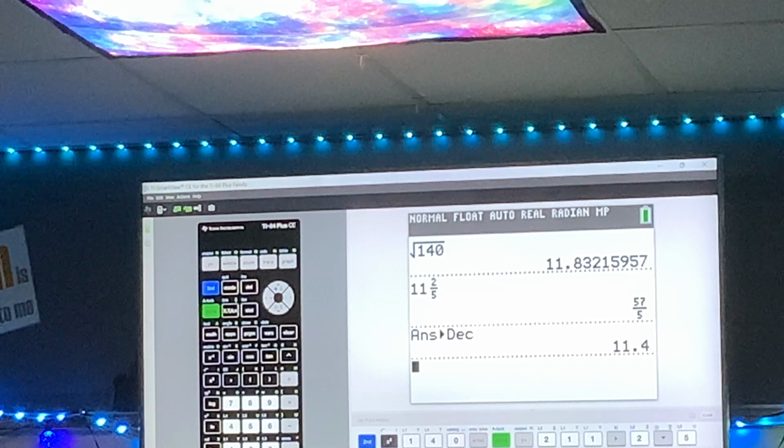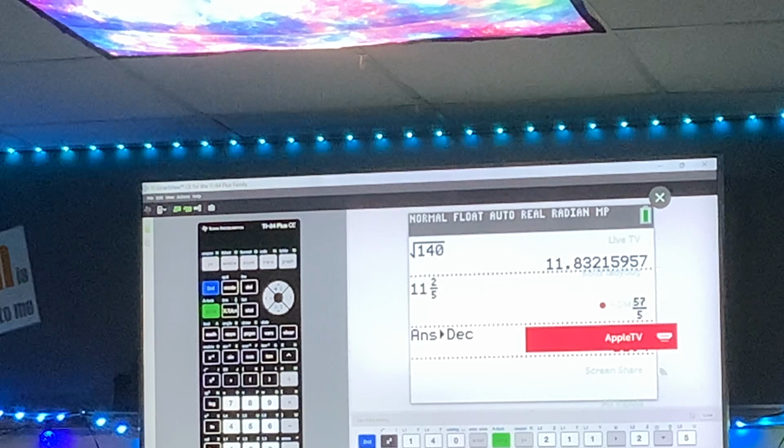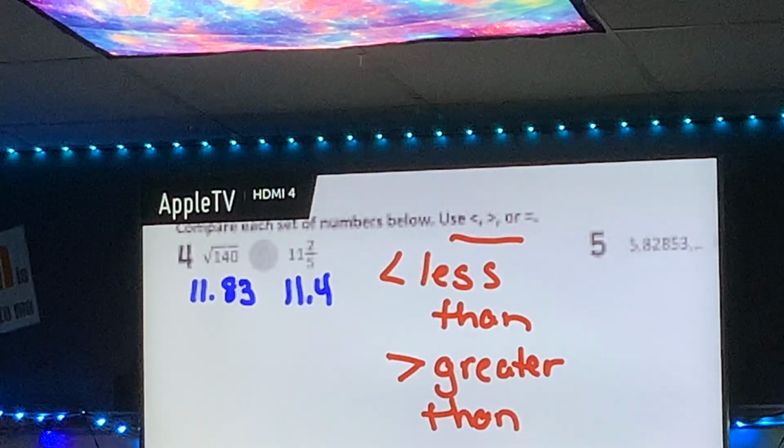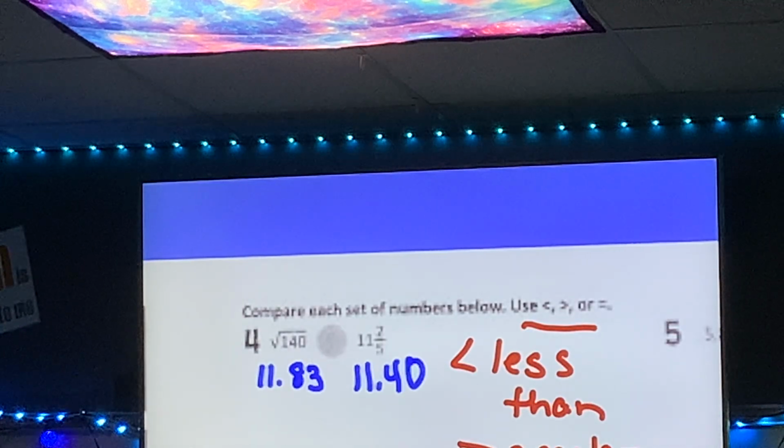And we have 11.4. So you need to write that underneath your paper. If this was digital, you would just write it on your paper, 11 2/5 equals 11.4. Now, let me go back to my other screen. Okay, so this is what yours should look like. Now, let's talk about that. If you would like to put a 0 behind that, so it's the same amount of numbers, do it. Is 11.83 greater than or less than 11.4? Great. Perfect. Good job.